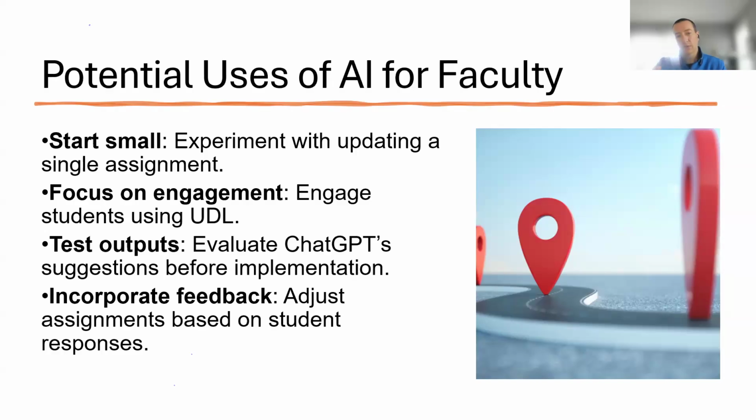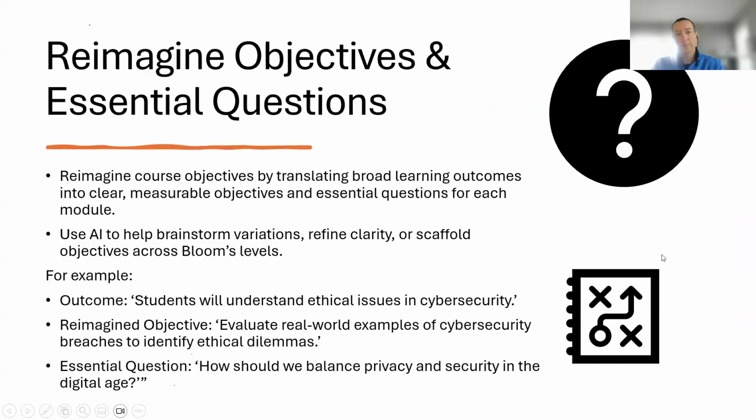It's not that you have to fully redesign your entire course. You're likely doing a lot of things very well, but how can we maybe make a few small changes along the way? And we could do that with objectives and essential questions. So, maybe you have course learning outcomes that are set holistically and broadly for your entire course.